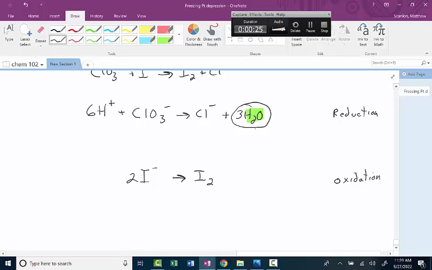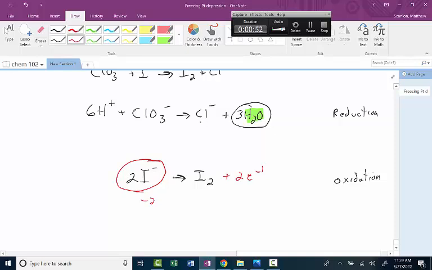Okay. So I'll check it. I have my oxygens balanced. I have 3 on the left, 3 on the right. Hydrogens balanced, 6 on the right, 6 on the left. And now all I got to do is balance the charge. And I got to do it on both of these. I'll do it on the iodine first. It's easiest. I have a charge of -2 total on the left. So I'll need 2 electrons over here.